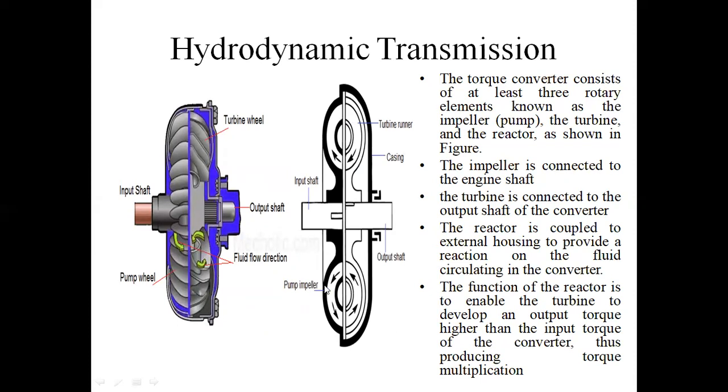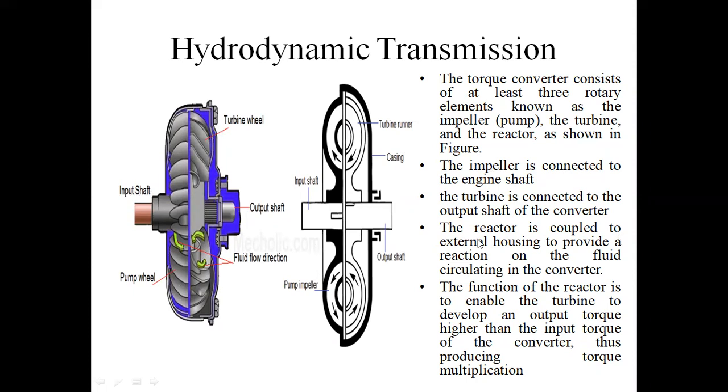Here, the direction of pumping fluids is from primary to secondary. Next, the turbine will rotate. The reactor sends fluid from the secondary side to the primary side. Next, the impeller is connected to the engine shaft. Here, the impeller, meaning the pump, is connected to the engine shaft. Next, the turbine is connected to the output of the shaft. This is the turbine, connected to the output shaft.